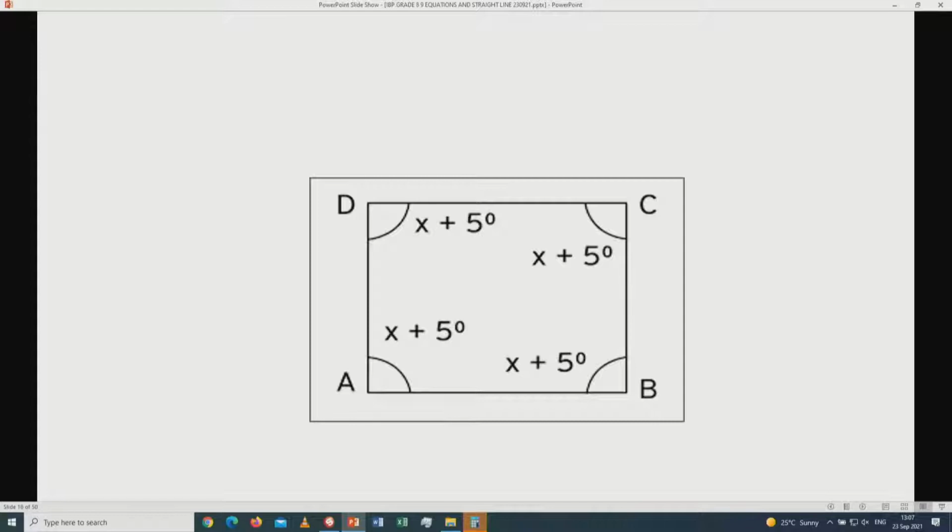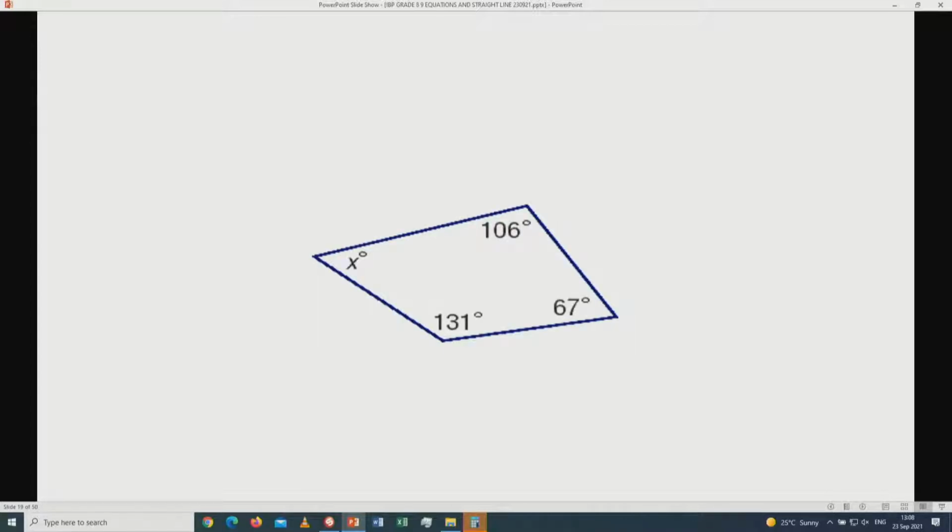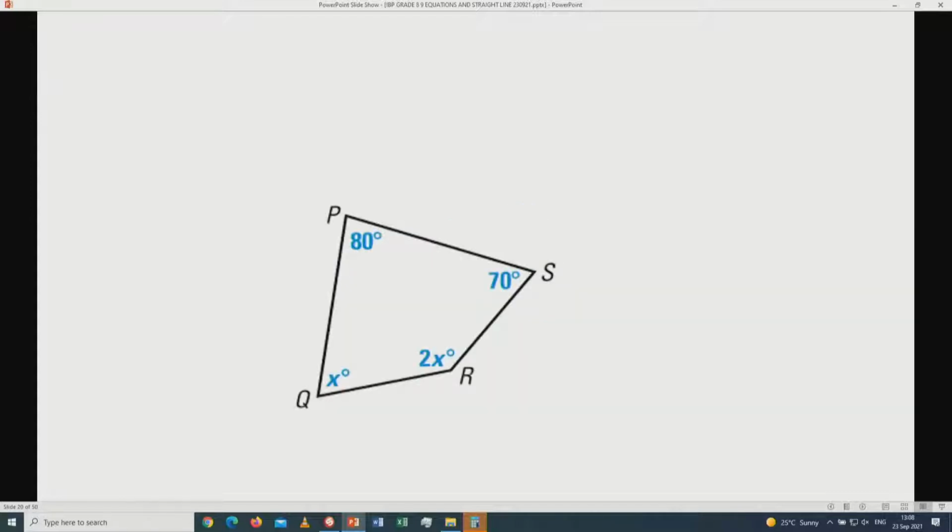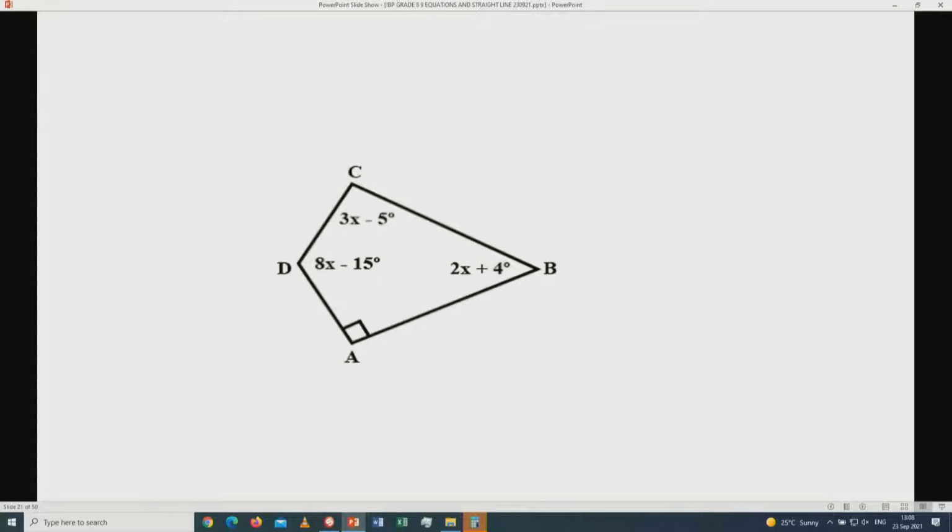How many sides is figure ABCD? A 4-sided figure. How many angles? 4 angles. Are those angles equal? What kind of quadrilateral could that be? Could it be a rectangle? How many angles? Same. When you add them, what do you get? How many sides? 4 sides. What kind of figure? Quadrilateral.